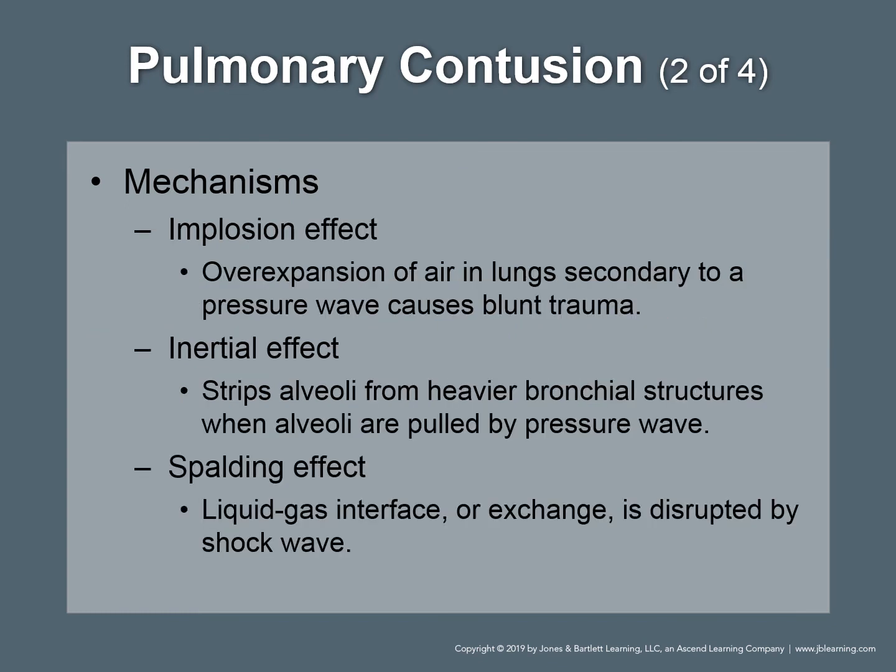Mechanisms are implosion effect or overexpansion of air in the lungs, secondary to pressure waves caused by blunt trauma. That just causes the lungs to bruise from that energy transformation. Inertial effect strips the alveoli from the heavier bronchial structures, just makes them heavy. And you think of inertia being weight or mass, and so that inertia will weigh those alveoli down.